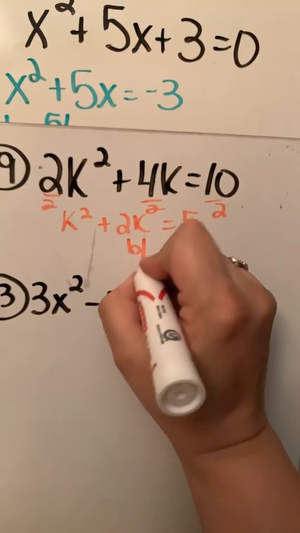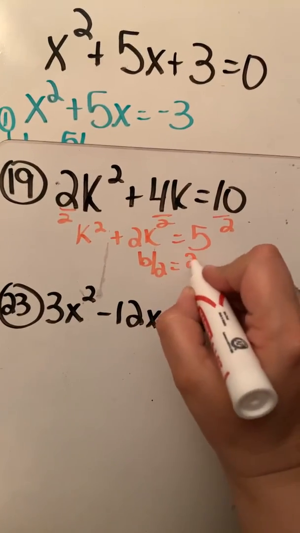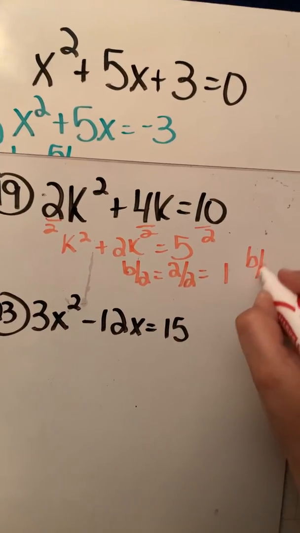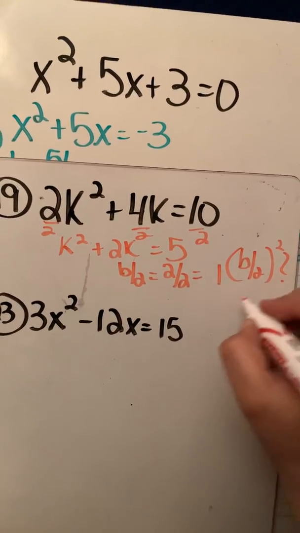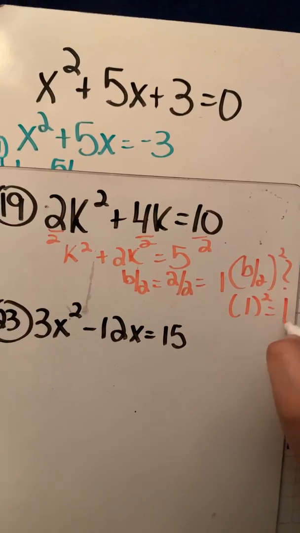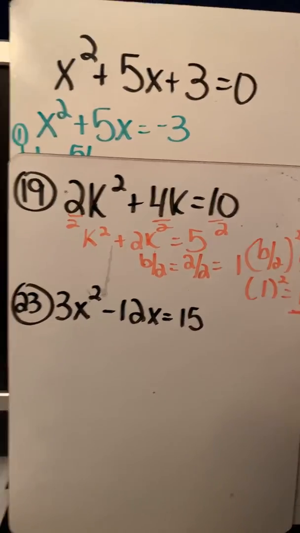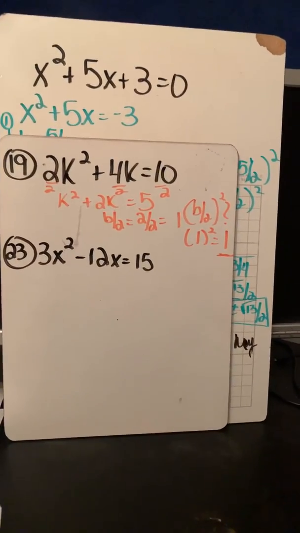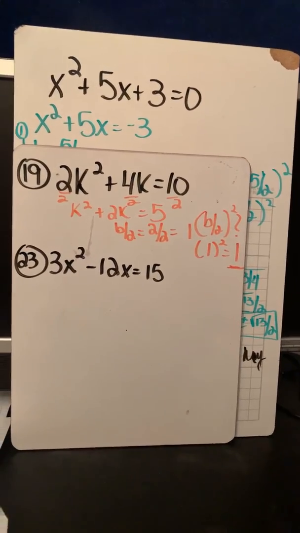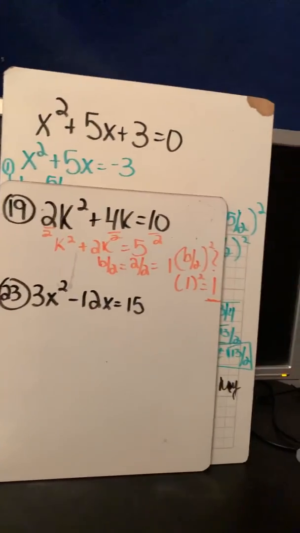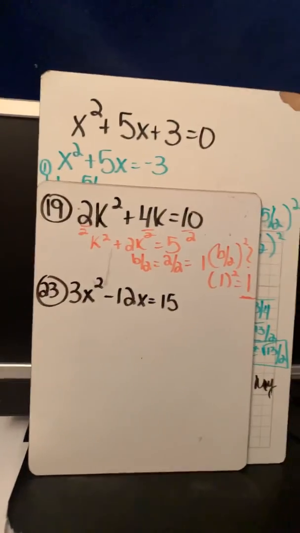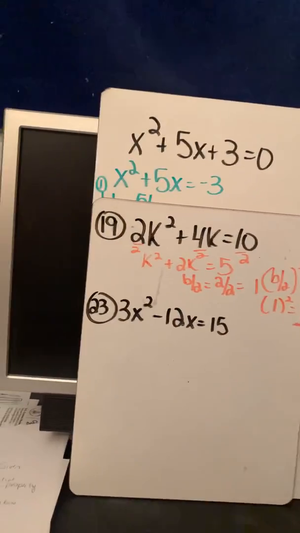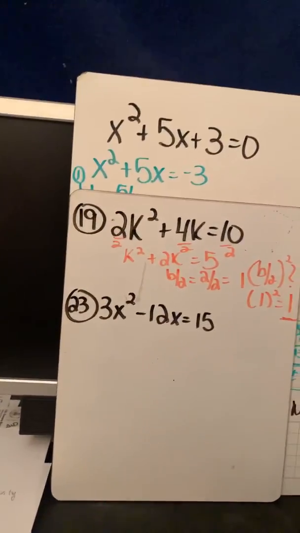Okay, so b over 2. Well, what's b? It's 2. What's 2 over 2? 1. So what would (b/2)² be? 1 squared, so it's 1. So my answer to that one is just 1. That's what my b over 2 would be on that one. So that's all they want on 19 and that little chunk of problems. They want you to get the variable by itself up front, so divide everything by that number, and then find your b over 2.